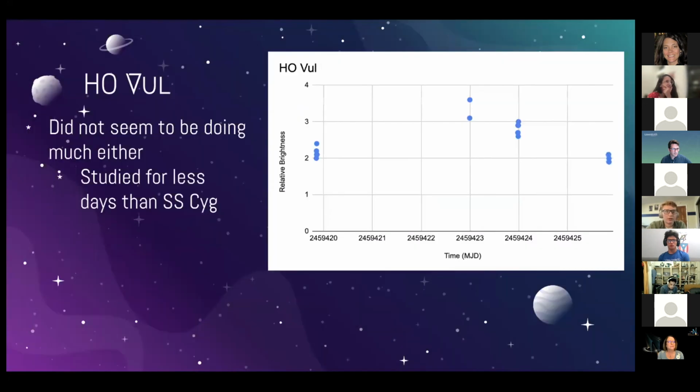And then I was also looking at HO Vol. It didn't seem to be doing much either. I didn't study it for as long as SS Cygni, so I wasn't able to get as many data points as I did for SS Cygni. But for the data points that I was able to get, HO Vol didn't seem to be doing much.